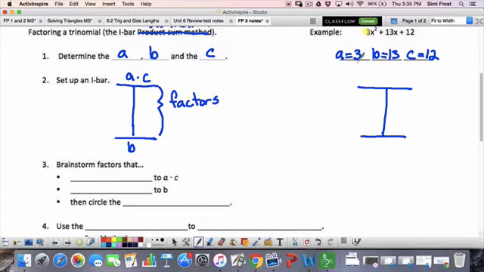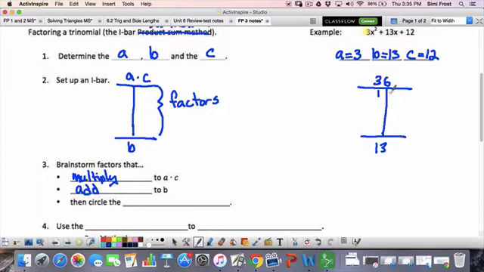So here we go. With this problem here, I'm going to go A times C. So 3 times 12 is 36. And then my B goes down here, it's 13. Okay, brainstorm factors that multiply to A times C and add to B. So I need to come up with some factors here.